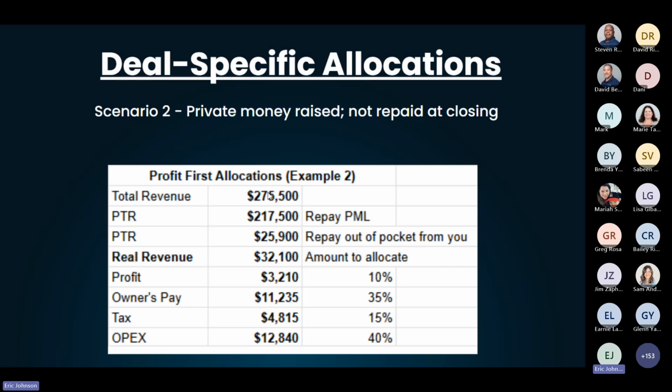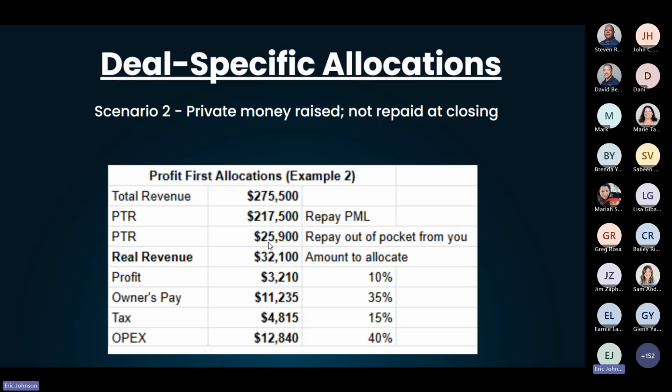So the very first thing we do when revenue comes into the account is to move out all the PTR. We're going to repay that loan immediately. And we're also going to repay ourselves what we put into the deal. And we still net back at the same real revenue of $32,100, the amount that we're going to allocate. These percentages are the same, the real revenue are the same, so these numbers are all the same.